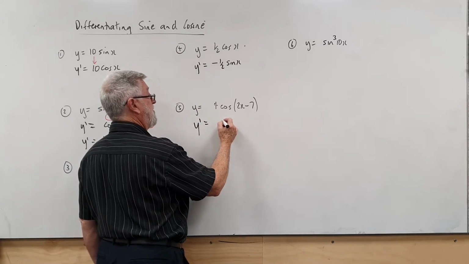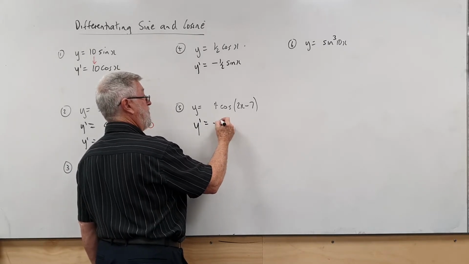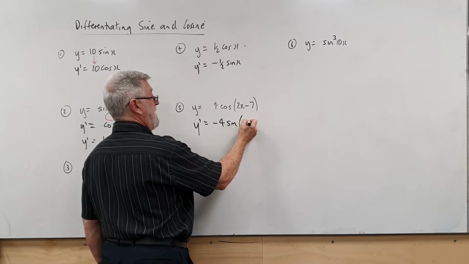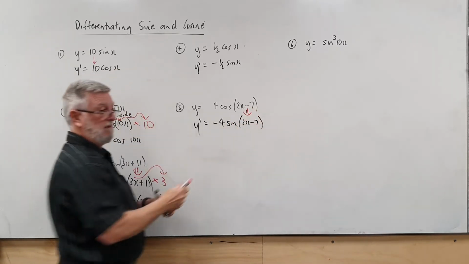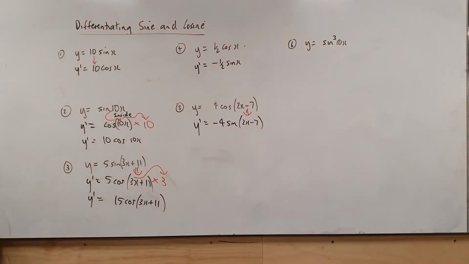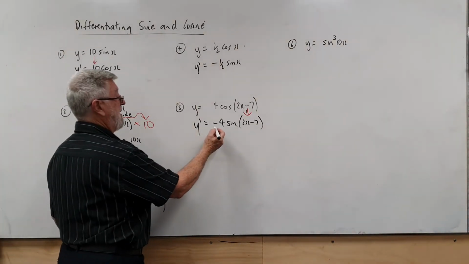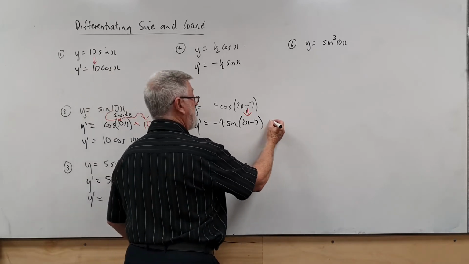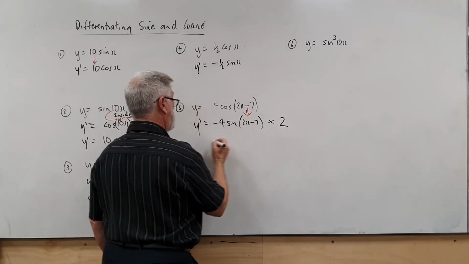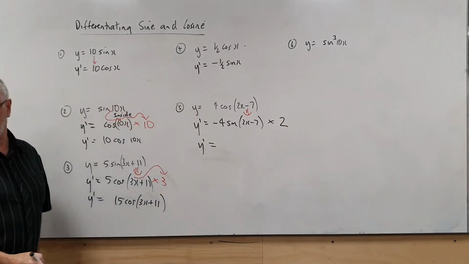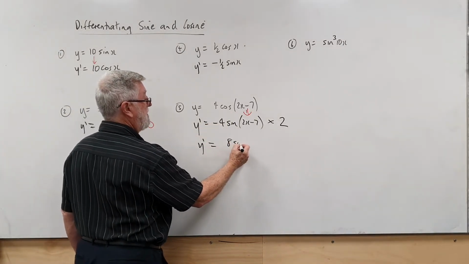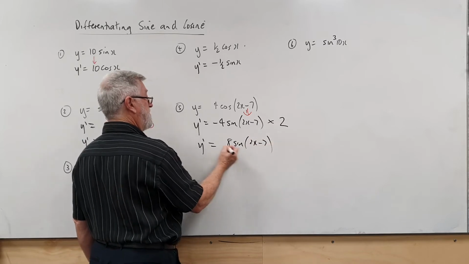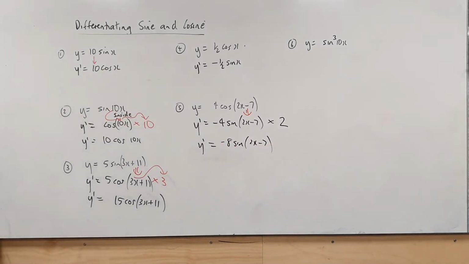So what have we got now? Negative 4 sine of the inside, which stays the same, like it does with e and like it does with square roots and everything else. Don't forget your negative. What do we have to multiply by? 2. So you could look at this and go 2 4s are 8 and write 8 sine 2x minus 7, and then remember to put the minus on. It's up to you. Now the big one, make sure you're concentrating for this.